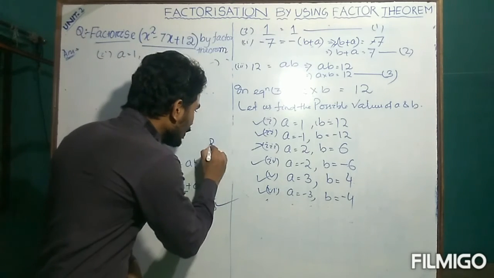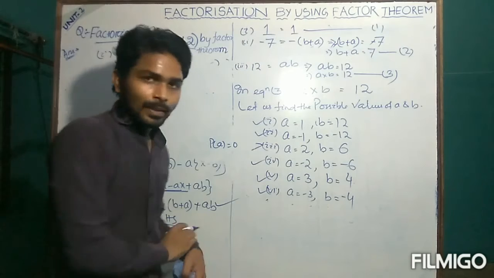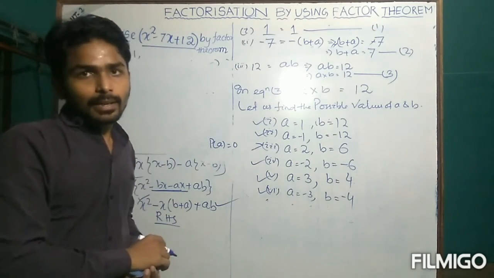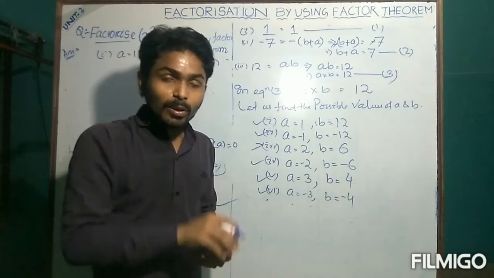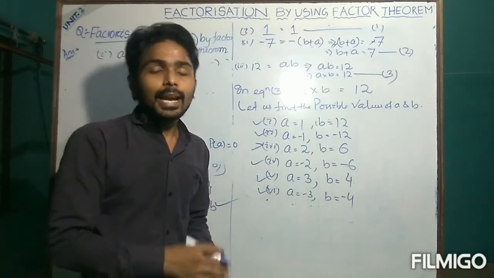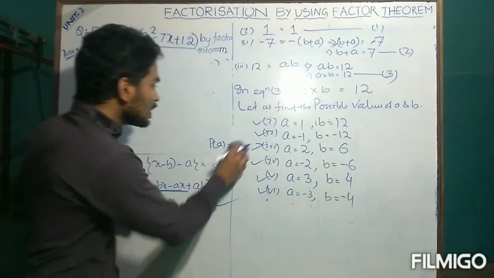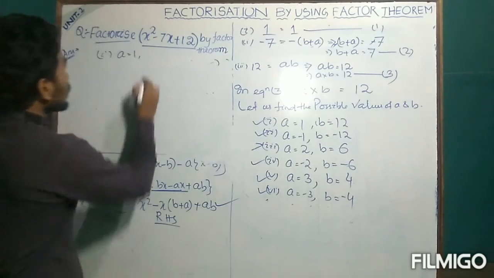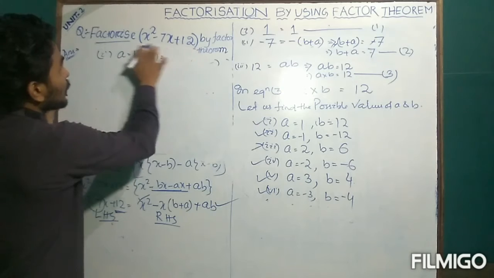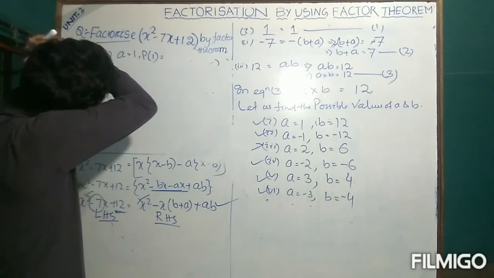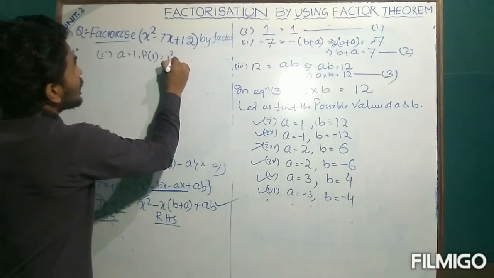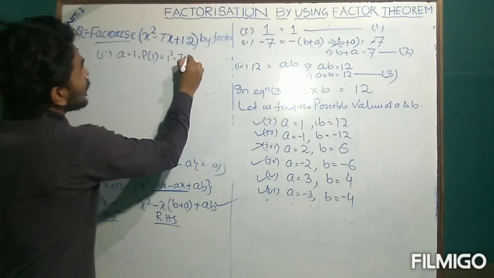That means p of A should be 0. Hence, we are going to find the value of the remainder. If the remainder is 0, then we can say yes, this is the root of the polynomial. And if it isn't 0, then it is not the zero of the polynomial. So let us find p of 1. Since this is our polynomial, in the place of x we will put 1.